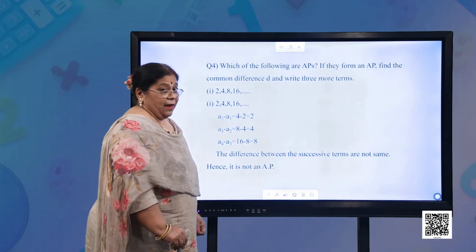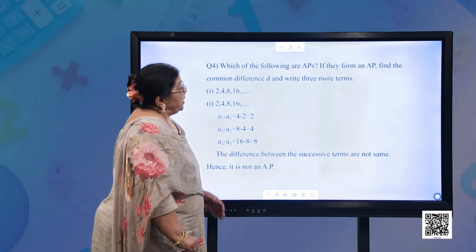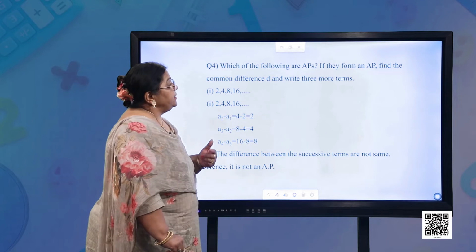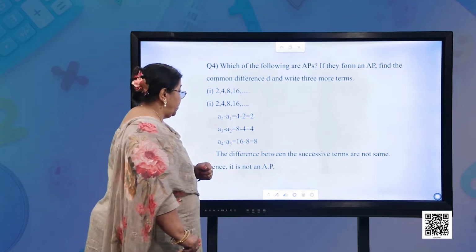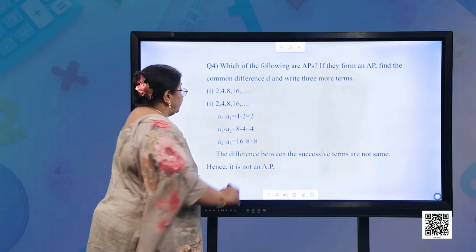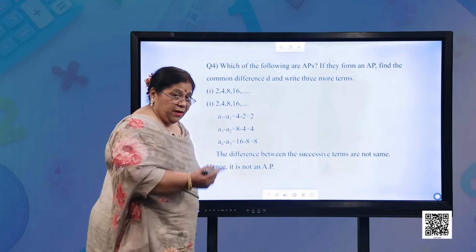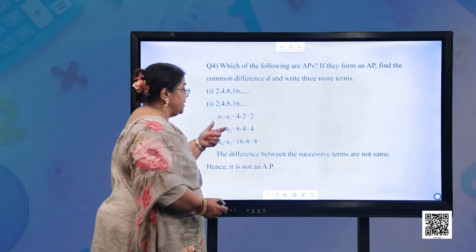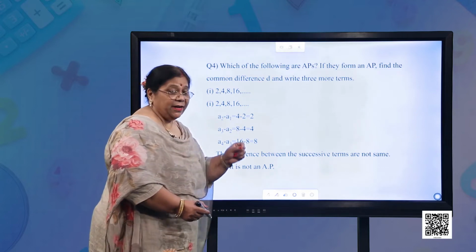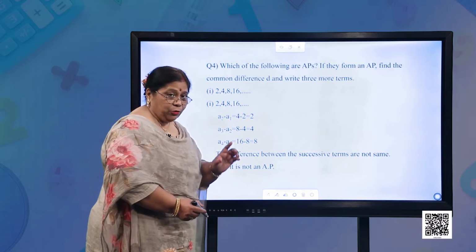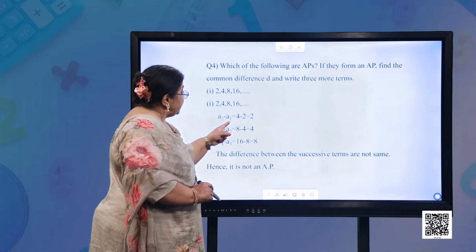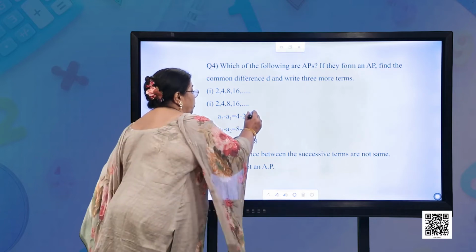Which of the following are APs? If they form an AP, find the common difference d and write 3 more terms. Okay. So, 2, 4, 8 and 16. All right. So, first term is what? 2. Common difference will be 4 minus 2, that is 2. Let us see a2 minus a1. For checking whether it is an AP or not, we have to check whether the common difference is same. Okay. So, a2 minus a1 is 4 minus 2, that is equal to 2.